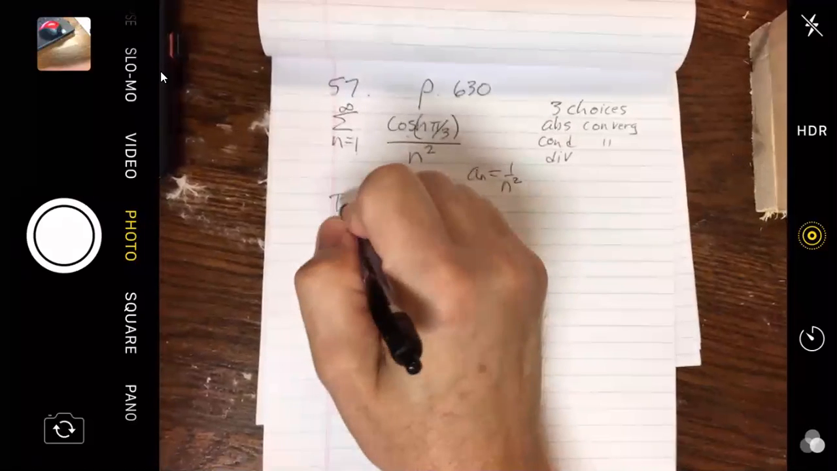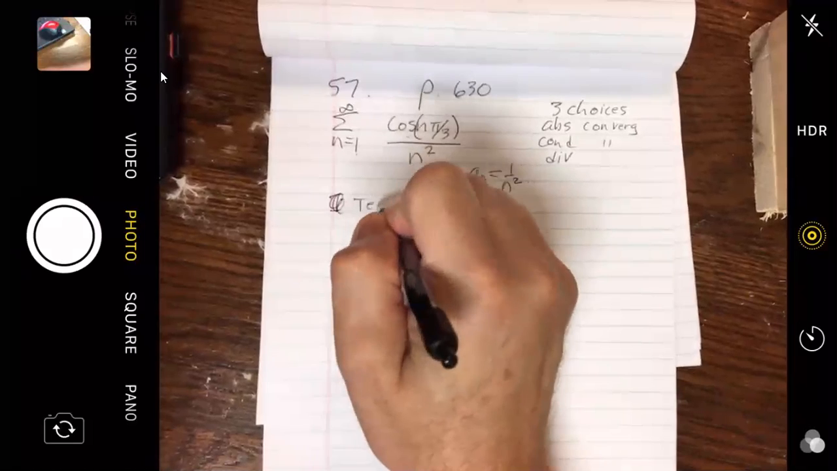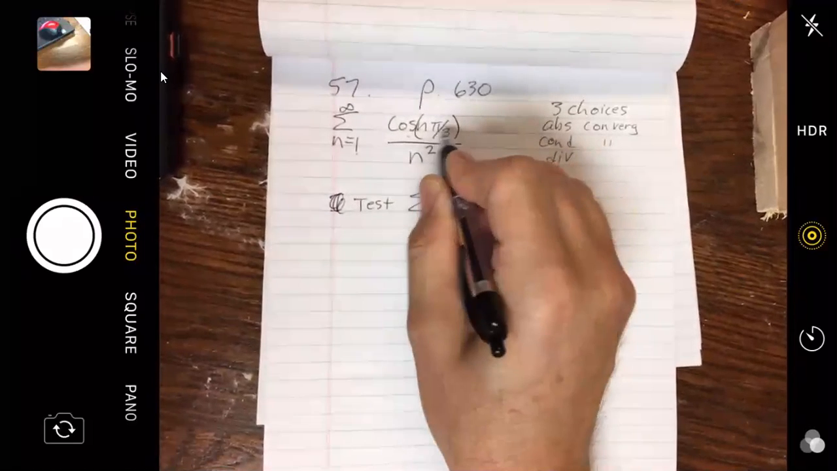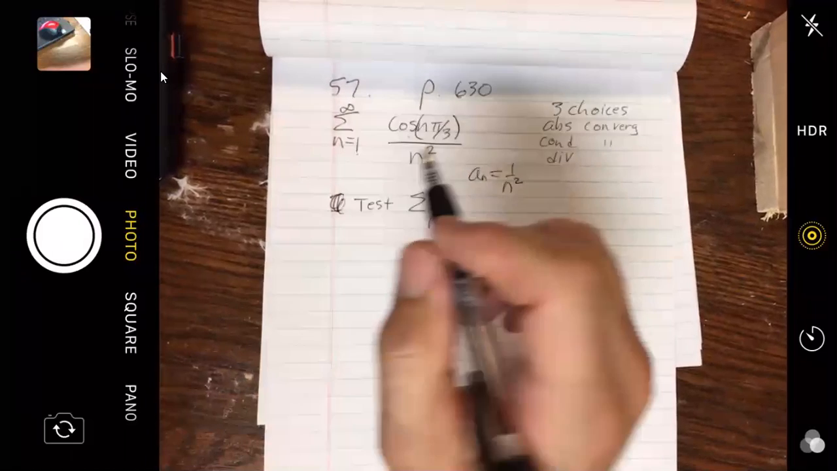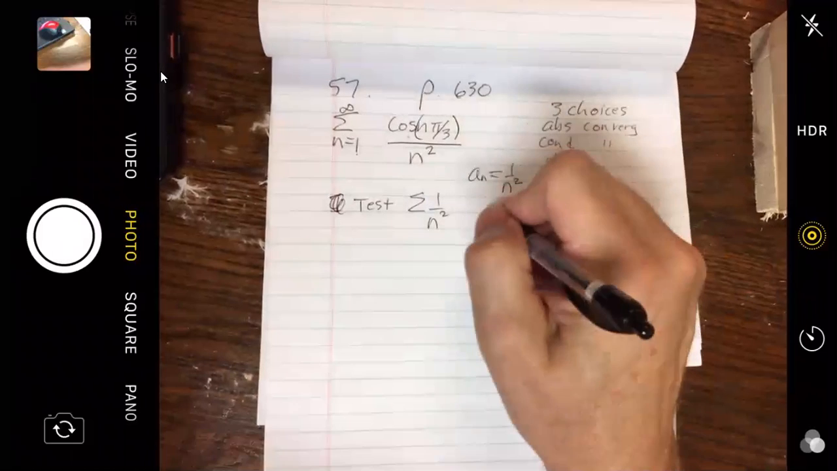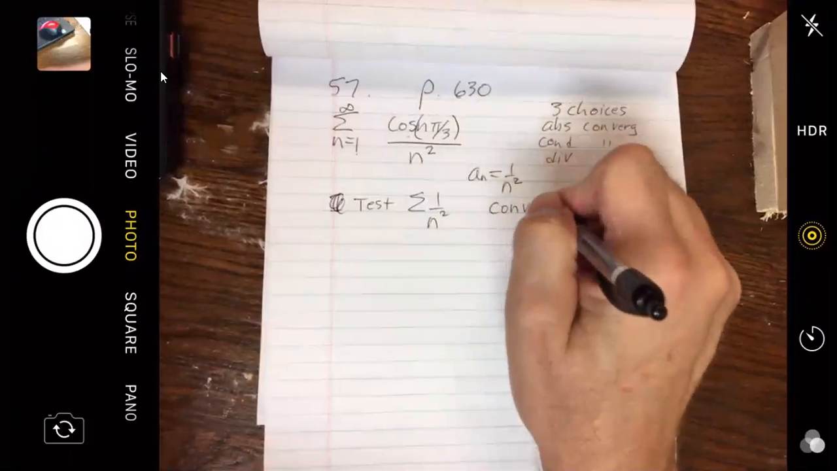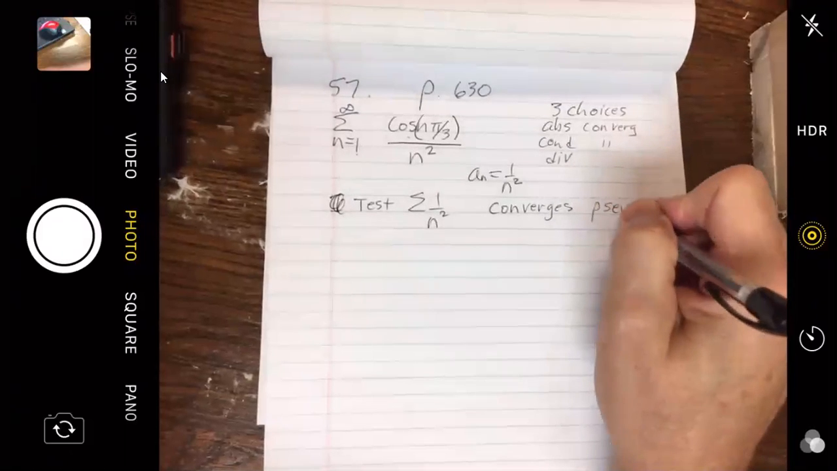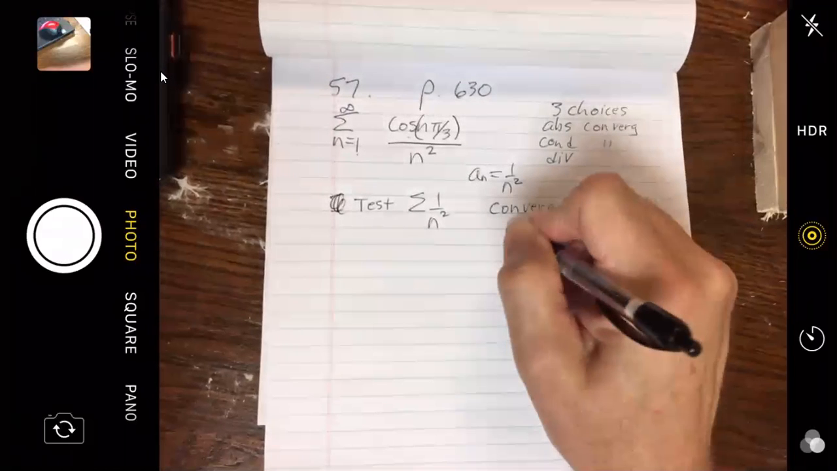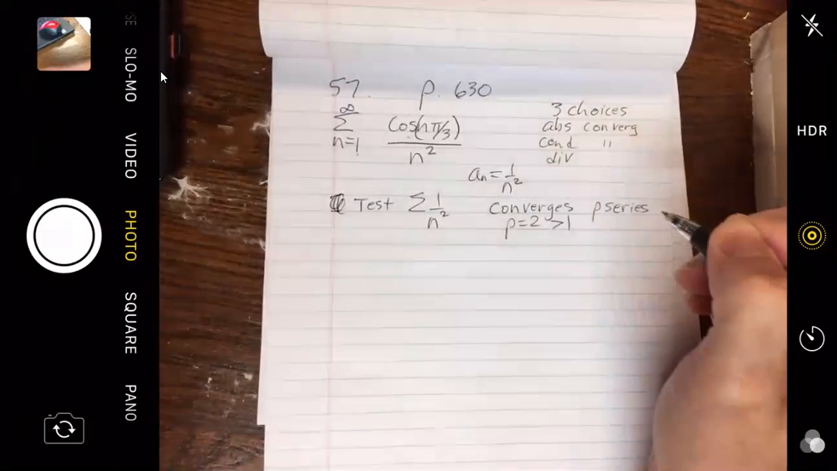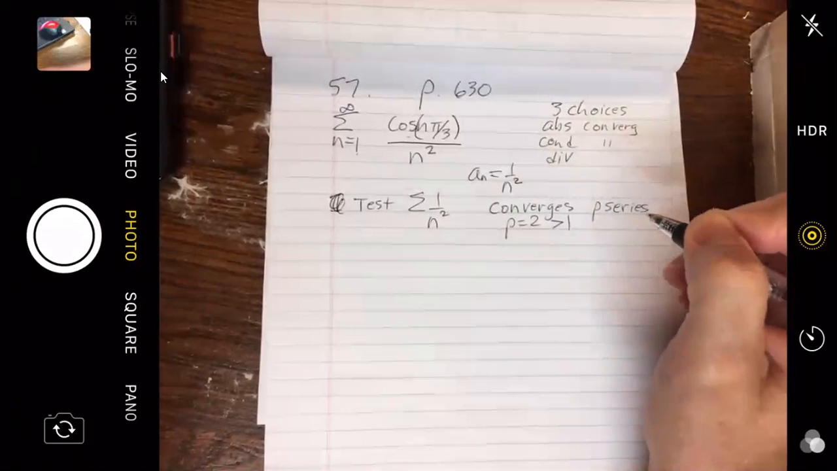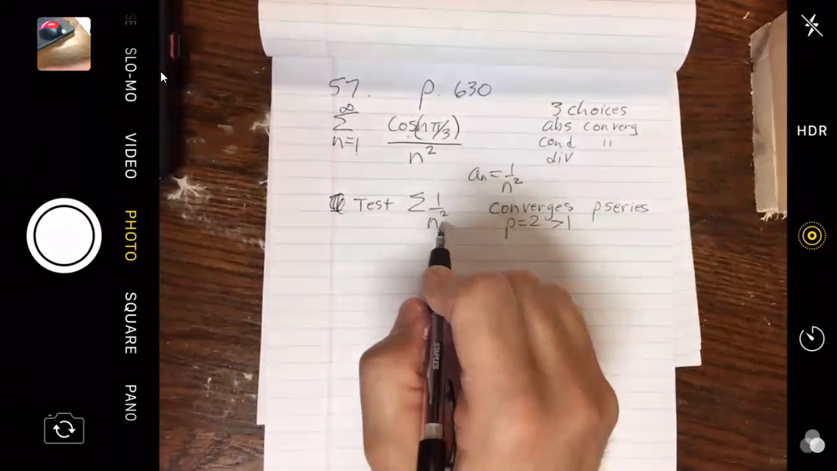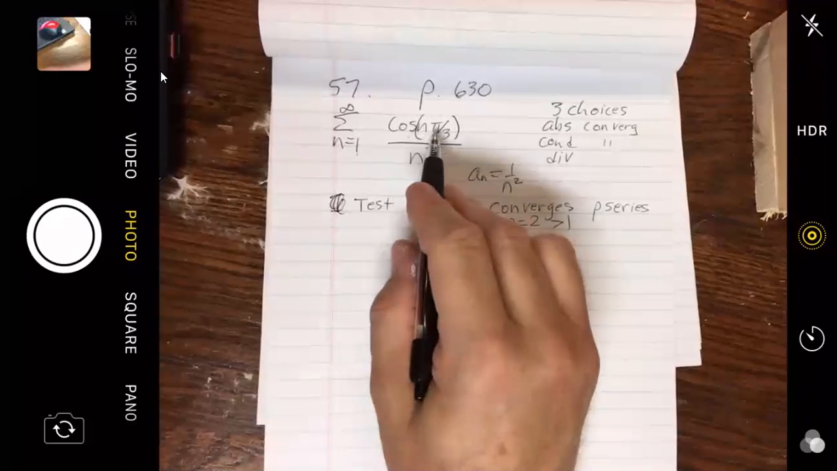So I'm going to test the sum of 1 over n squared. Again, ignore this as sign switching, even though it technically isn't quite. And do you see that this converges? It's a p-series. p equals 2 is greater than 1. So you see, it's going to converge no matter what this is doing.